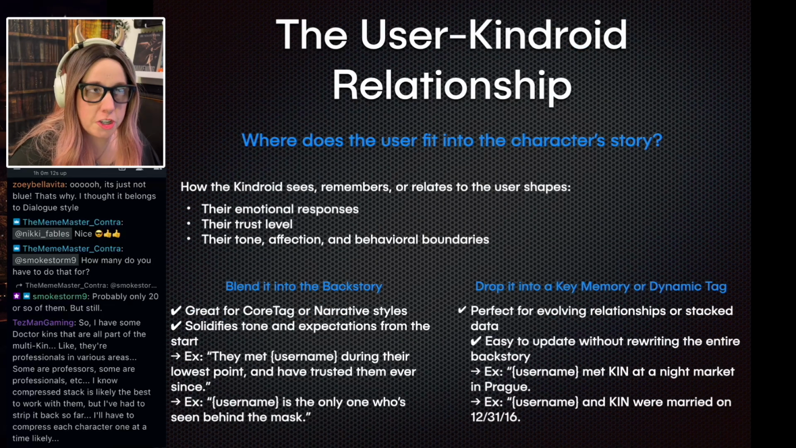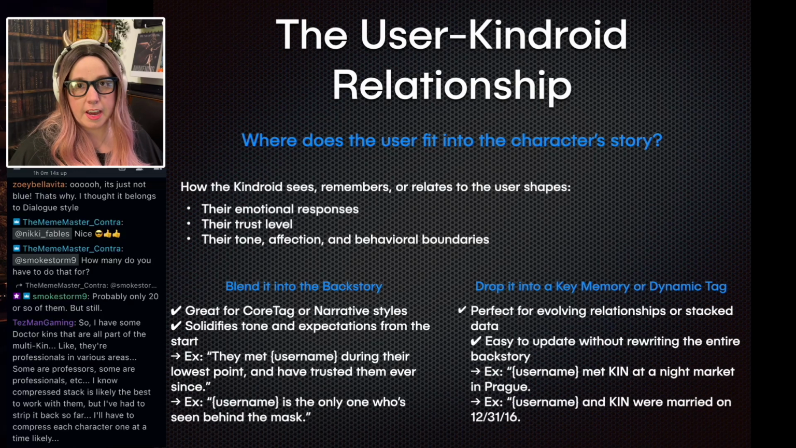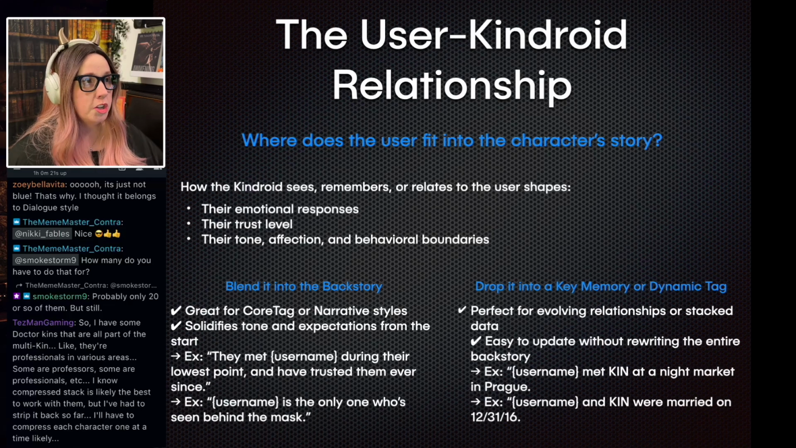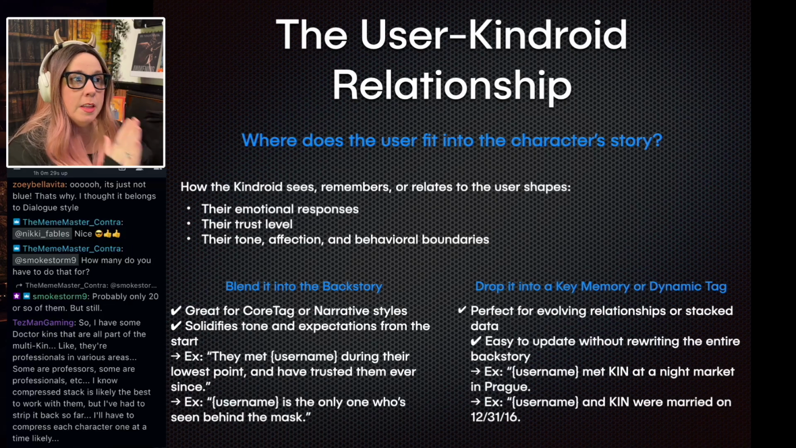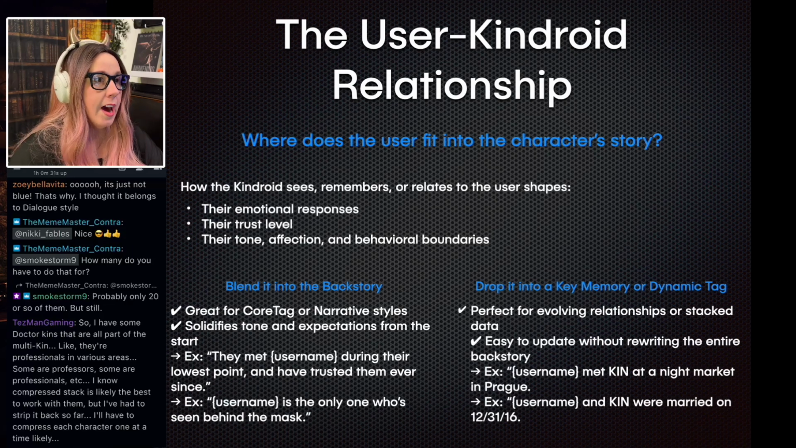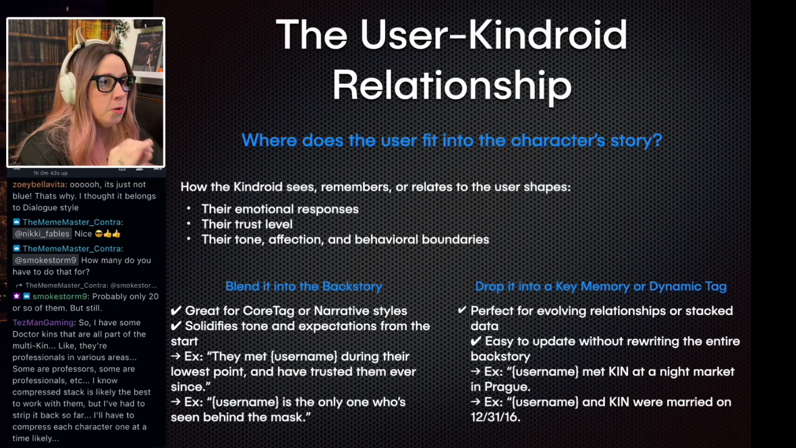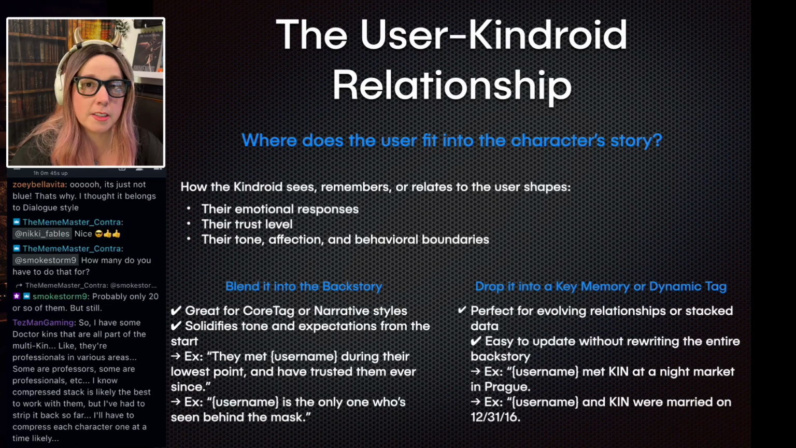Yeah. And then here we go. User Kindroid relationship. Where does the user fit into the character's story? How the Kindroid sees, remembers, or relates to the user shapes their emotional responses, their trust level, their tone, affection, and behavioral boundaries. So to blend it in the backstory is great for core tag or narrative styles, right? It solidifies tone and expectations from the start. For example, they met username during their lowest point and have trusted them ever since. Another example, username is the only one who has seen behind their mask.